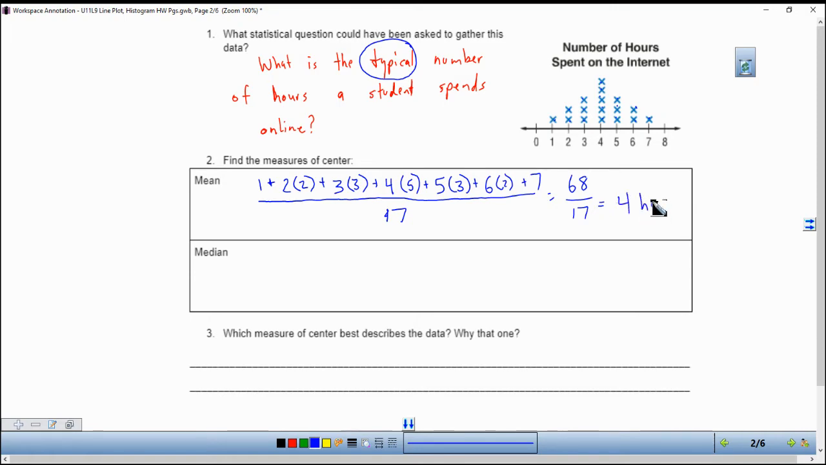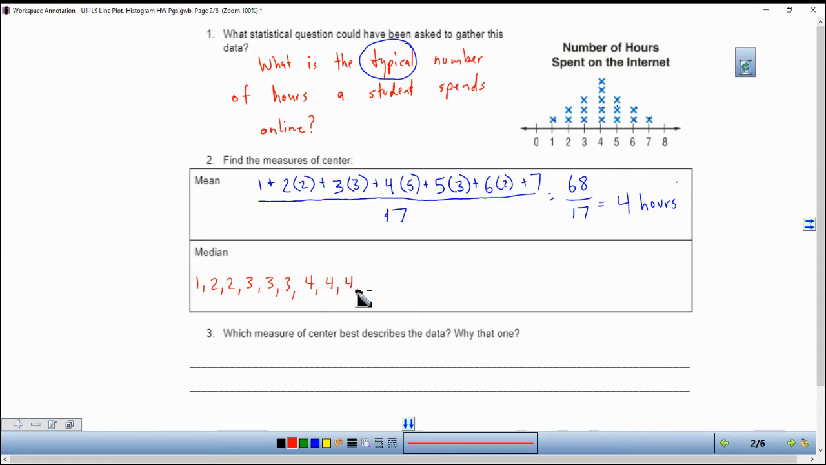4 hours. It worked out to be exactly 4 hours. All right, let's find the median. We're going to line all the data points up in order, and we're going to find the middle of the numbers. So we got 1 one, 2 twos. Now we have 17 threes. 17 data points, so that means we're going to have 1 in the center because that's an odd number.